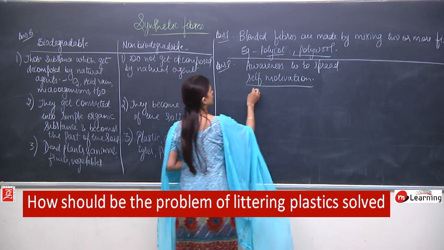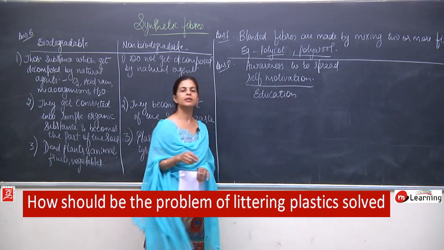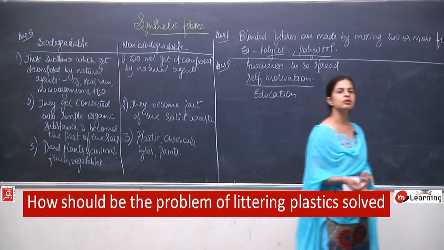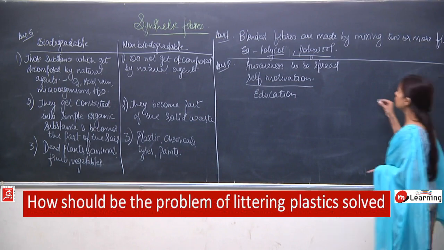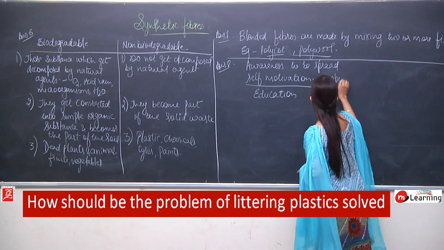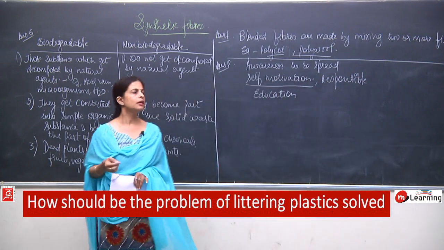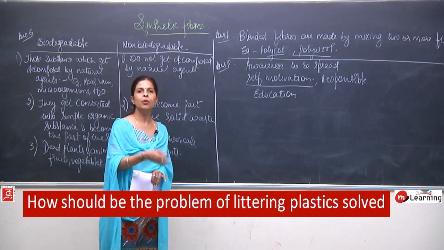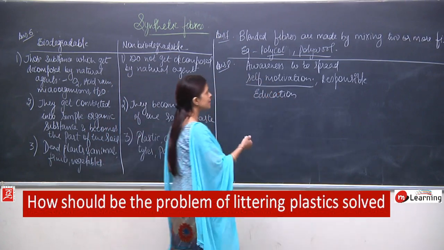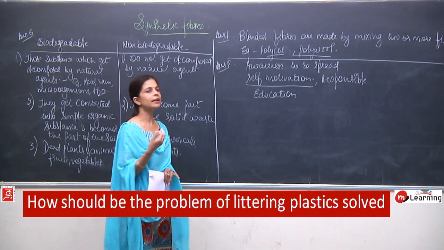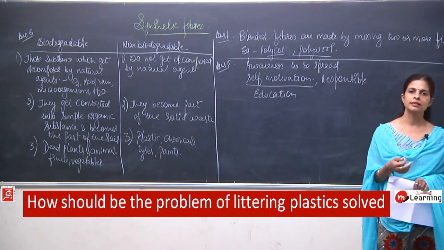Then education: it has to be explained to the people what the consequences of this are, what the drawbacks are, and what the harms of doing all these kinds of things are. So again, the public, the citizens, have to be more responsible. Then basic things have to be taught so that self motivation and self responsibility can be increased. So this is how we can stop the dangerous thing that is littering.